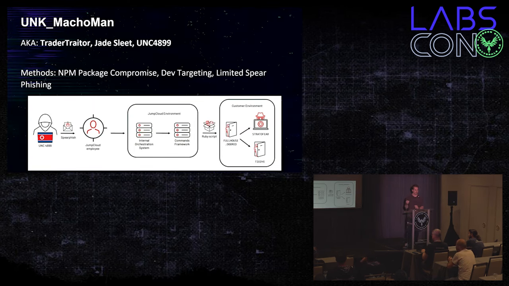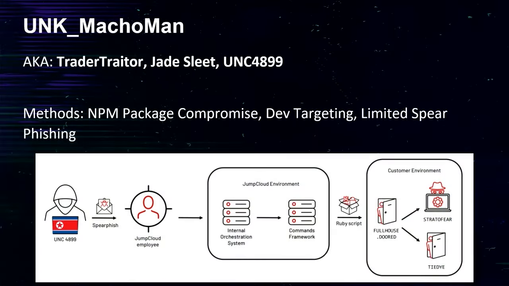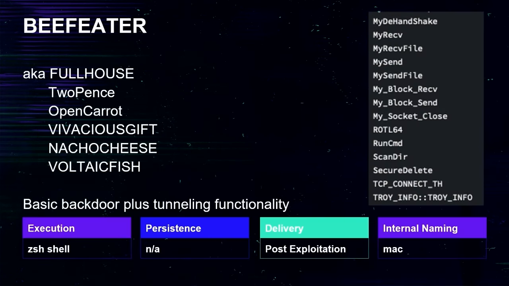I get to have fun with our UNC names because our TA designation numbers are literally 3 numbers. So you might know them as Trader or UNC 4899 from Mandiant's excellent JumpCloud report. As I mentioned, they're very well versed in the Mac malware space, and they have a couple of mainstay backdoors that have been around a long time to be aware of.